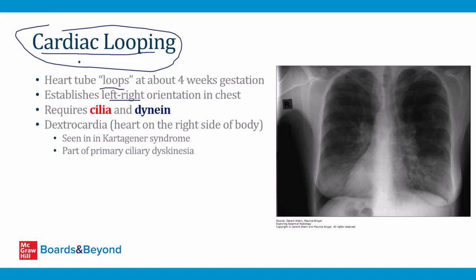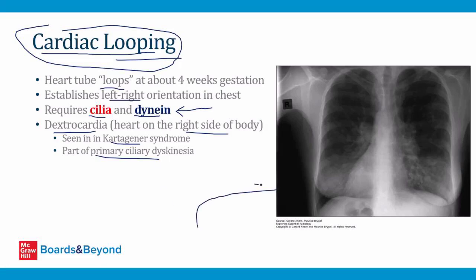This process of looping depends on cilia, which are motile structures, and also dynein, which are motor proteins, and I talk about both of these things in detail in videos in the cell biology section. But what you should be aware of is that if a person is born with a problem with cilia or dynein, they can develop dextrocardia, where the heart is on the right side of the body. Basically, this looping process doesn't occur normally. And so this is something you can see in Kartagener syndrome, which is a form of primary ciliary dyskinesia that, once again, I talk about in the cell biology section.